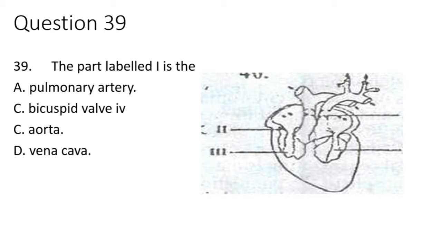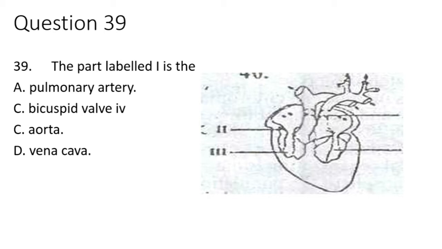Then the bicuspid and tricuspid valves are between the right auricle and right ventricle, and then the left auricle and left ventricle. The aorta carries oxygenated blood from the left ventricle to all the parts of the body. Then the vena cava brings deoxygenated blood from all the parts of the body to the heart.